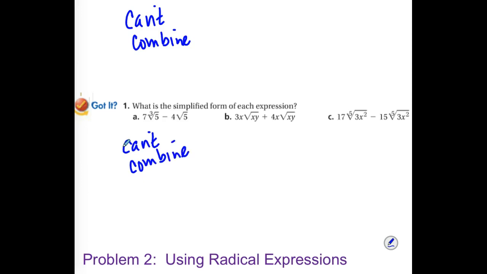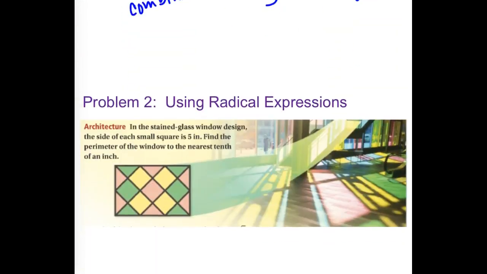All right, second one. Can we put that together? Into what? Good. And the third one. Can we put those together? Yes. When we put it together, we're going to have what kind of thing? What's the radical part? Fifth roots of 3x squared, right? That's the piece that matches. So we have 17. We're subtracting 15. We would have 2 of them. Make sense? Okay.